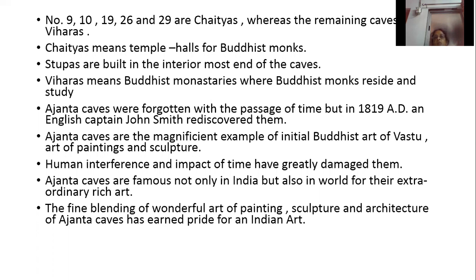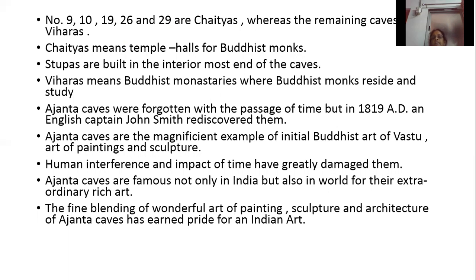Chaityas means temple halls for Buddhist monks. I told you, stupas are built in the innermost end of the cave. Stupas, you have studied, are Buddhist temples which are oval in shape, and inside that, Lord Buddha's remains were kept, like nails, teeth, hair, etc. And stupas were found in the innermost end of the cave. Viharas means Buddhist monasteries where Buddhist monks reside and study. Monasteries means mutts.